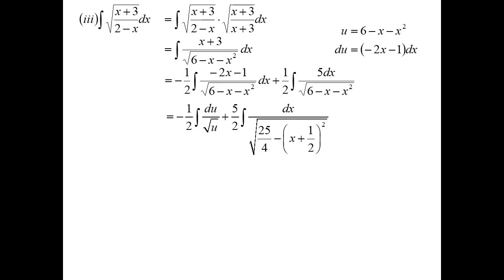So the first one, du on root u. Now I'll say how often this comes up, du on root u. There it is again. So we know that's going to be 2 root u. The second one, I'm going to have to complete the square in the denominator. So again, if you didn't notice the du on root u, do your substitution. And there it is, du on root u.